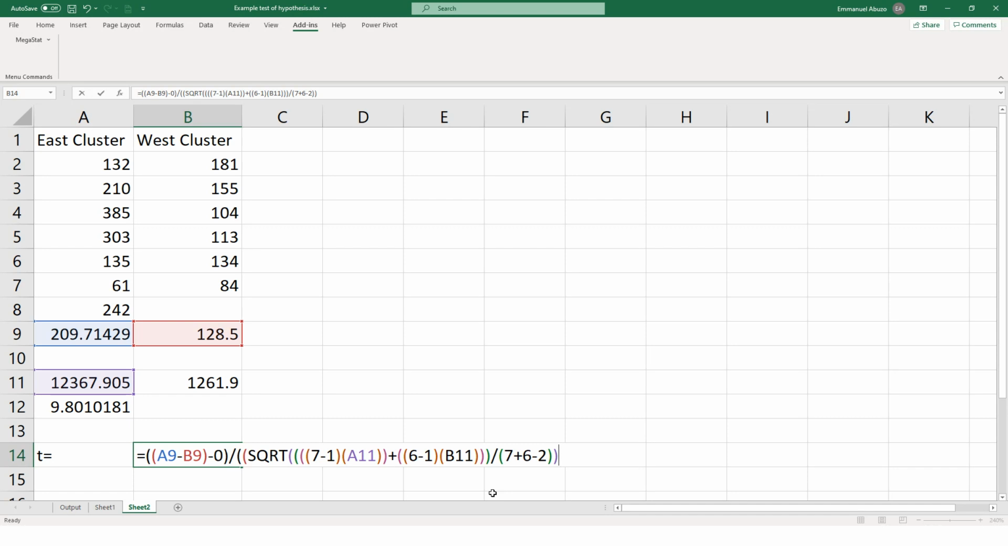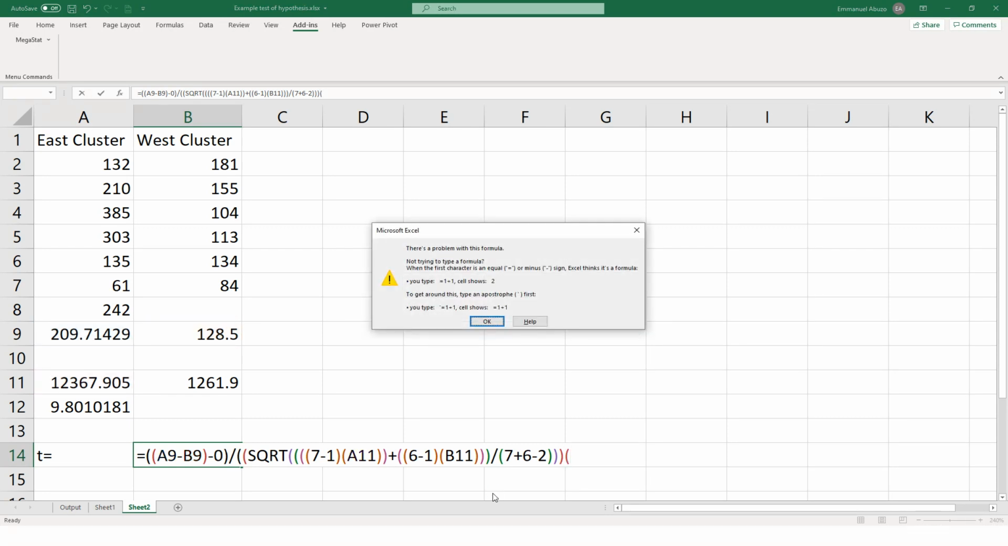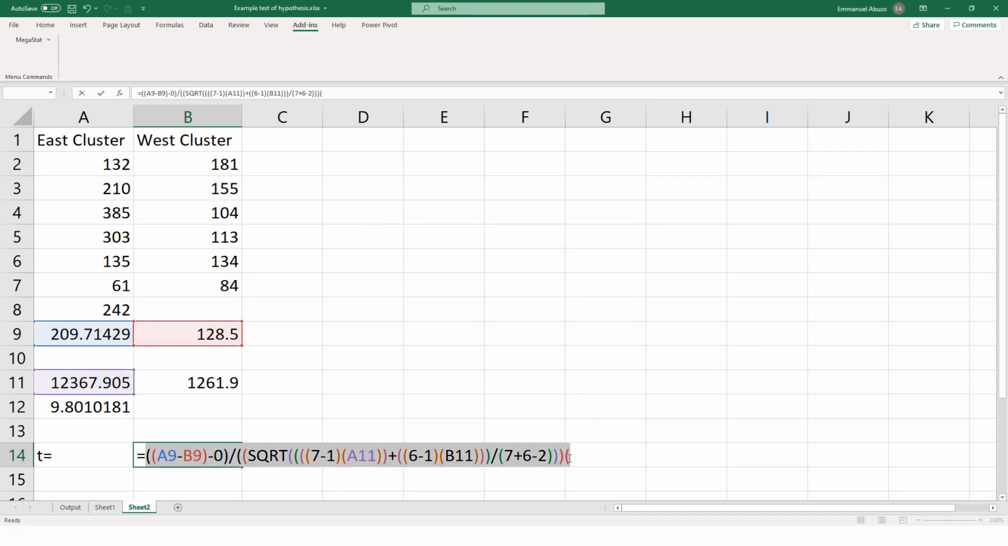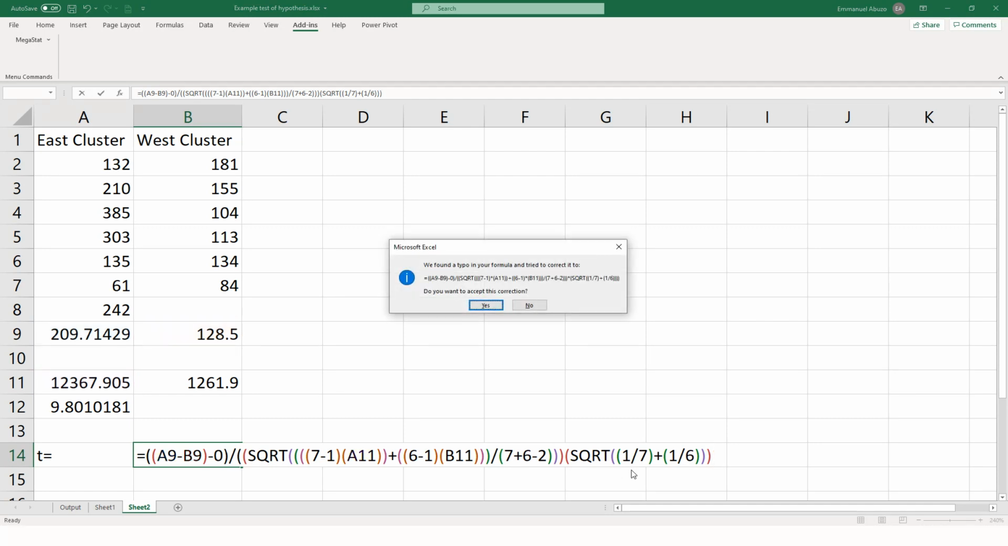another close, and then multiplied again by the square root of, you have two terms: 1 over the number of elements of the first group, which is 7, close, plus 1 over the number of elements of the second group, which is 6, close, and then another close and another close. So that's equal to 1.706.